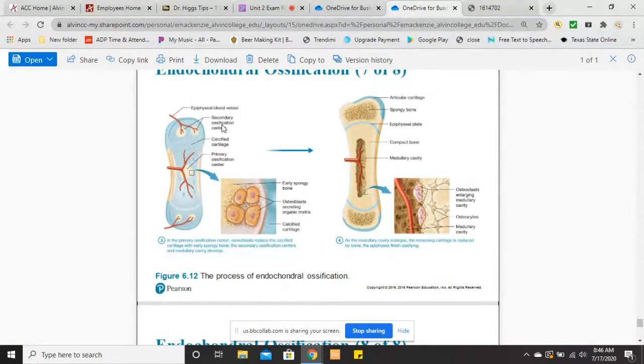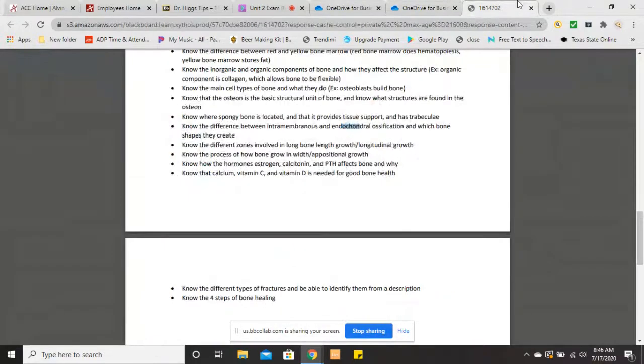Turns out in endochondral ossification of a long bone, the primary ossification center is in the diaphysis. So you make the diaphysis first, and then you move out to the epiphysis in the secondary ossification center. So those are differences. What do you need to know?